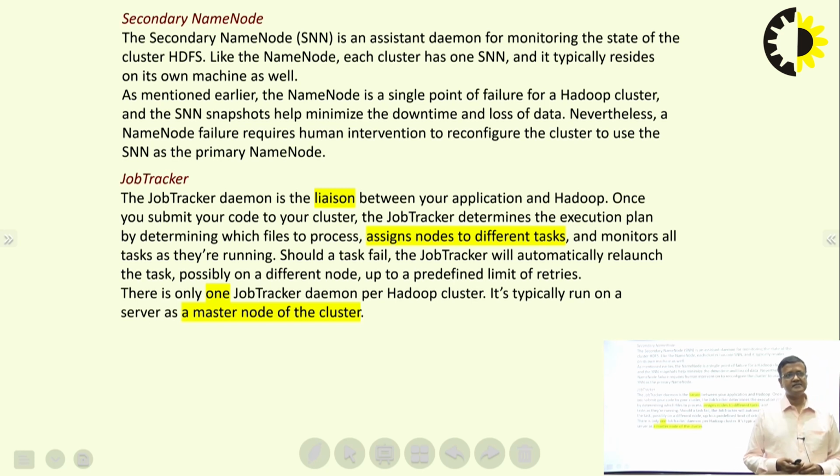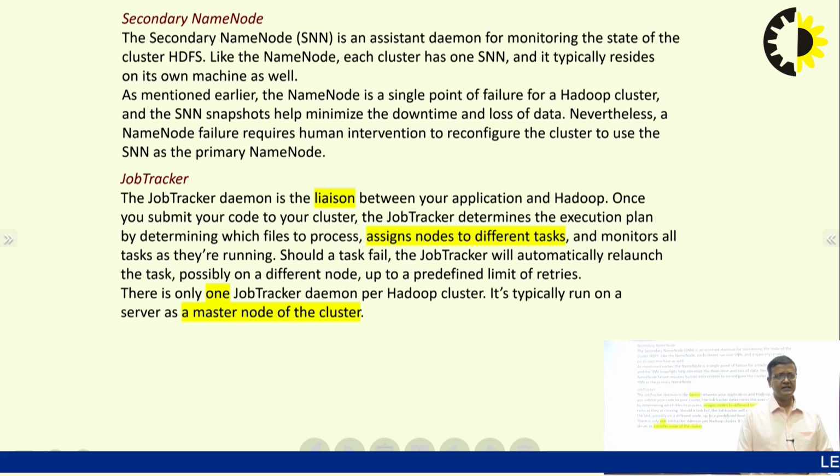So when there is a failure, then it minimizes the downtime and loss of data. But if you want to make the secondary name node as the name node, then it will require a human intervention. It will not be automatic, though it will help you in minimizing the downtime and loss of data automatically.